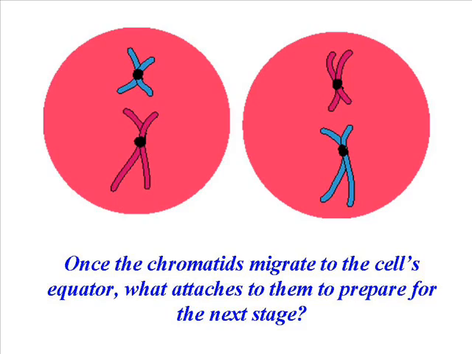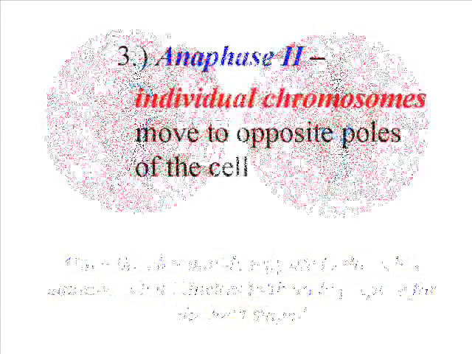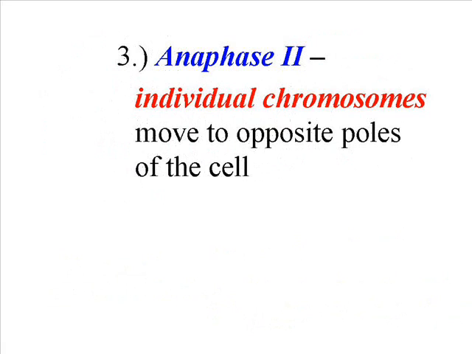Now, once this happens, once these chromosomes are released, once the spindle fibers are attached to them, the cell will undergo metaphase 2. And again, the individual chromatids now will move to the center of the cell, where they will align along the equator of the cell. And when this finally happens, then metaphase 2 will have drawn to a close.